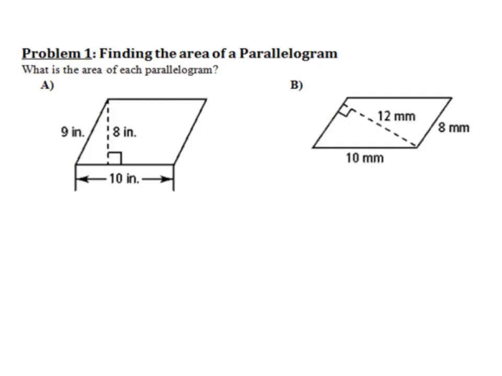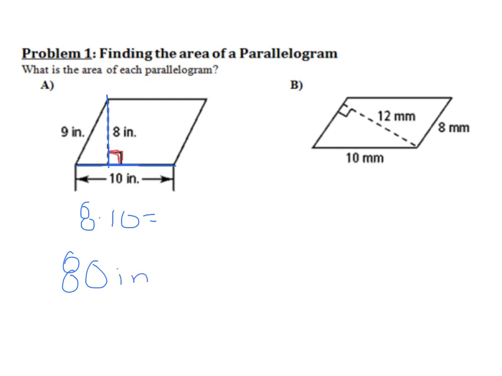So finding the area of these parallelograms. Now again, when I look at the picture for A, here's my 90-degree angle, so I'm going to do that box first. And the two lengths I should use are the two lengths that help create that 90-degree angle. So this length and this length, that's my base and my height. So in this case, I'm going to have 8 times 10, which is going to give me 80. And my units are inches.